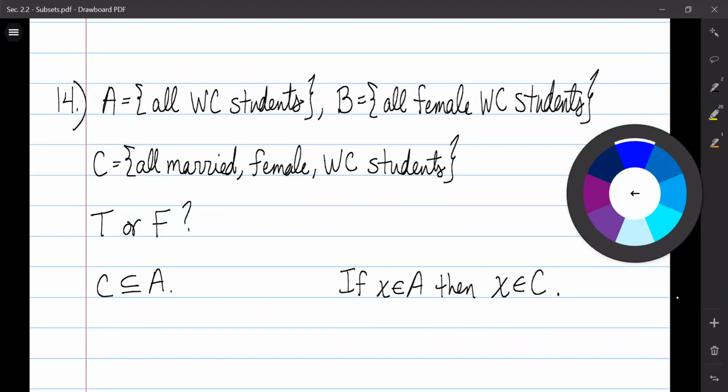Number 14, set A is the set of all WC students, set B is the set of all female WC students, and set C is the set of all married female WC students. So true or false, C is a subset of A. That would be true, because every element of set C is also an element of set A.